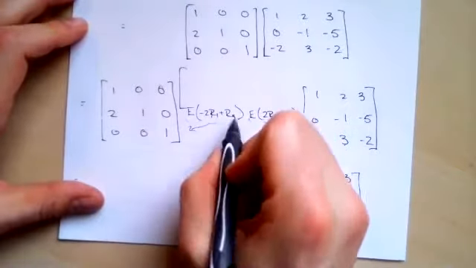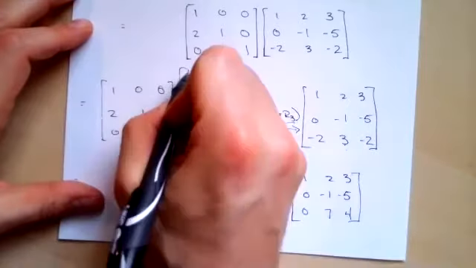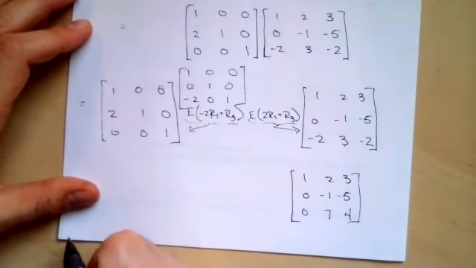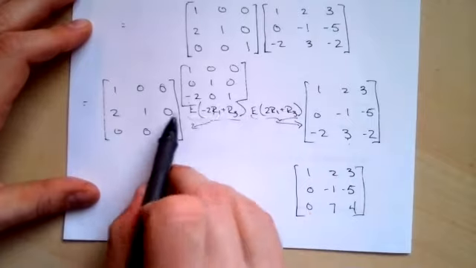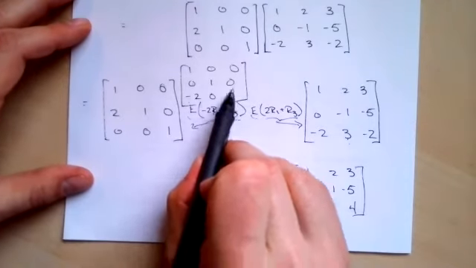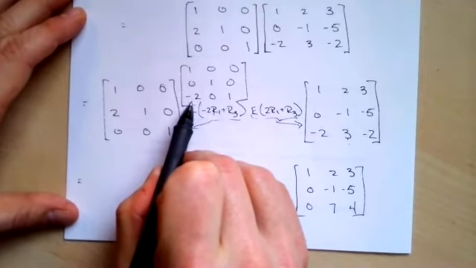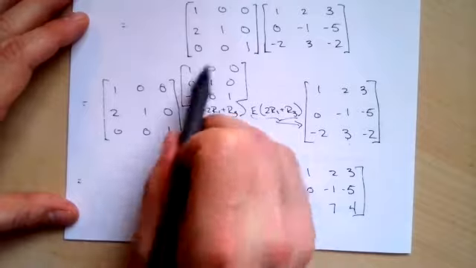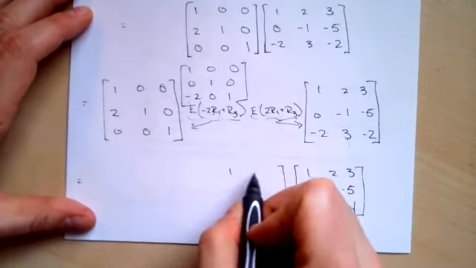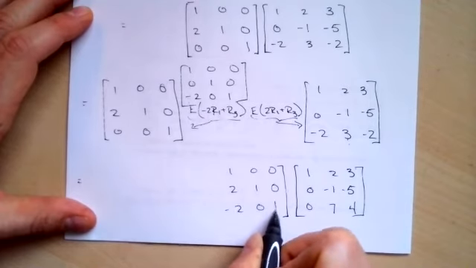So minus 2 row 1 plus row 3 is going to give us a minus 2 here. 0, 1, 1, 0, 0, 0, 1, 0. So this matrix acting on the right, how is this matrix obtained? It's obtained from the identity by taking negative 2 times column 3 and adding it to column 1. And then we can perform that same operation on this matrix here. So we'll get 1, 0, 0, 2, 1, 0, and then negative 2, 0, 1.